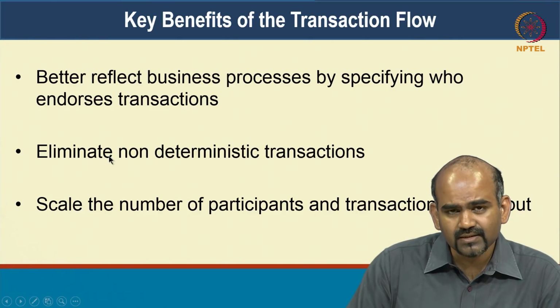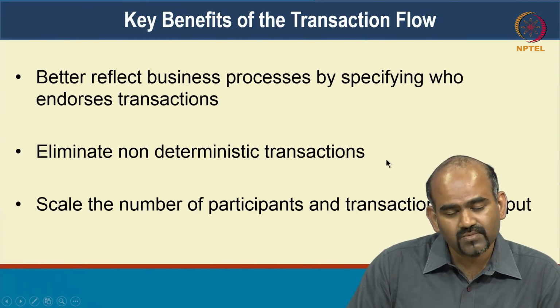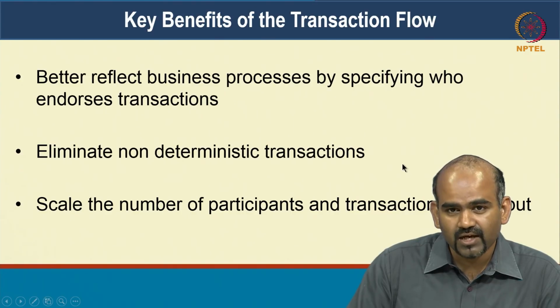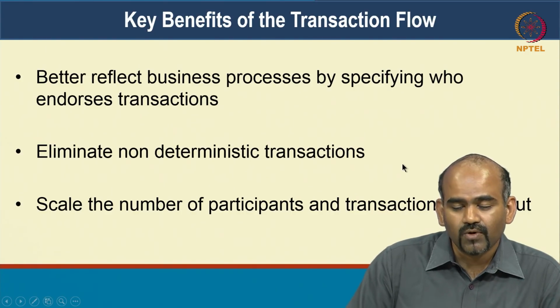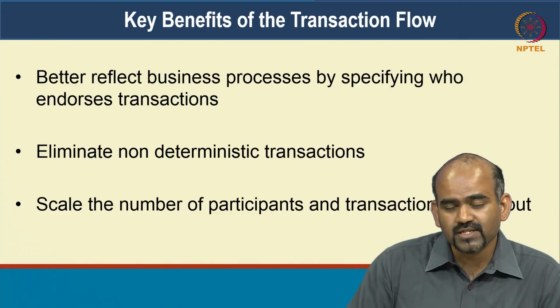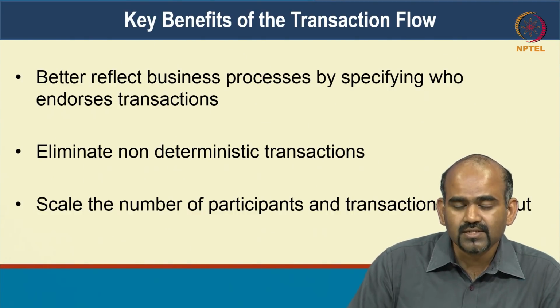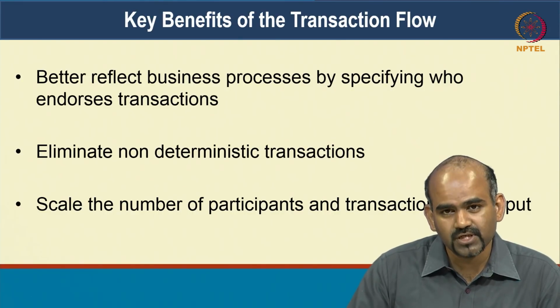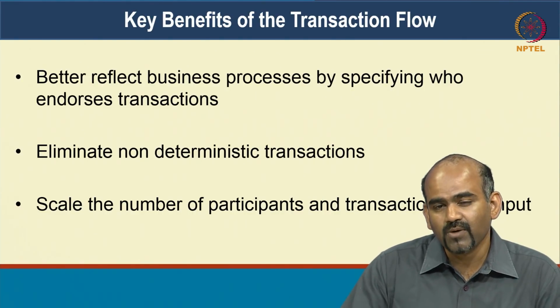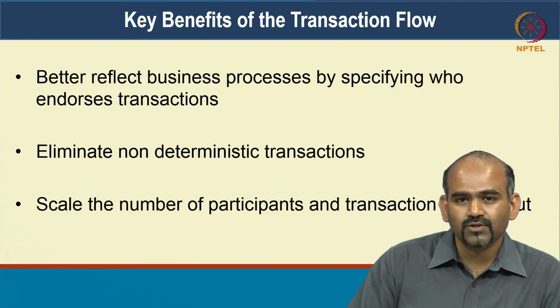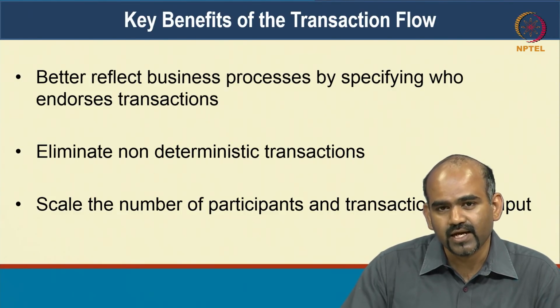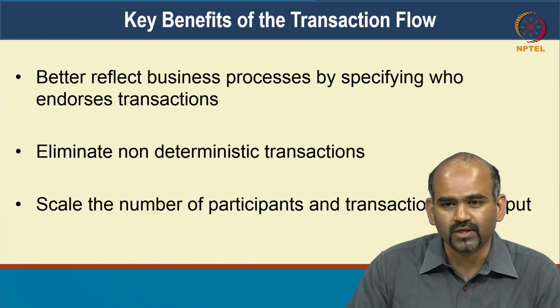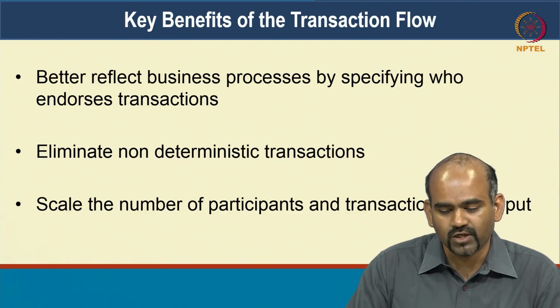The second reason is to eliminate non-deterministic transactions. Non-deterministic transactions can actually play havoc in a blockchain system. Because these transactions are executed by all the peers or multiple peers in the network, if they all come up with different answers, then it can lead to inconsistent state across the network, and we don't want that. We want all the nodes to maintain the same consistent state at any point of time.